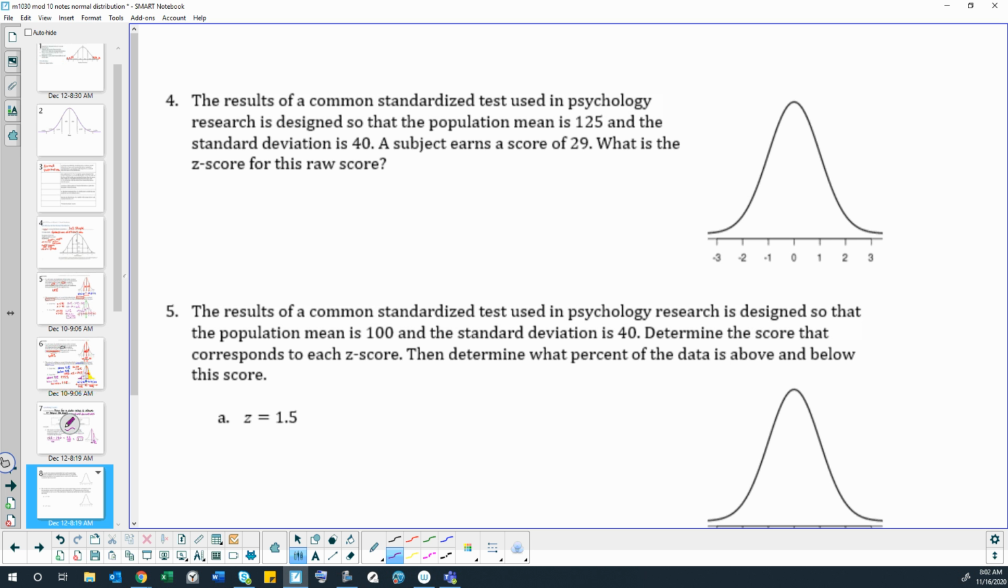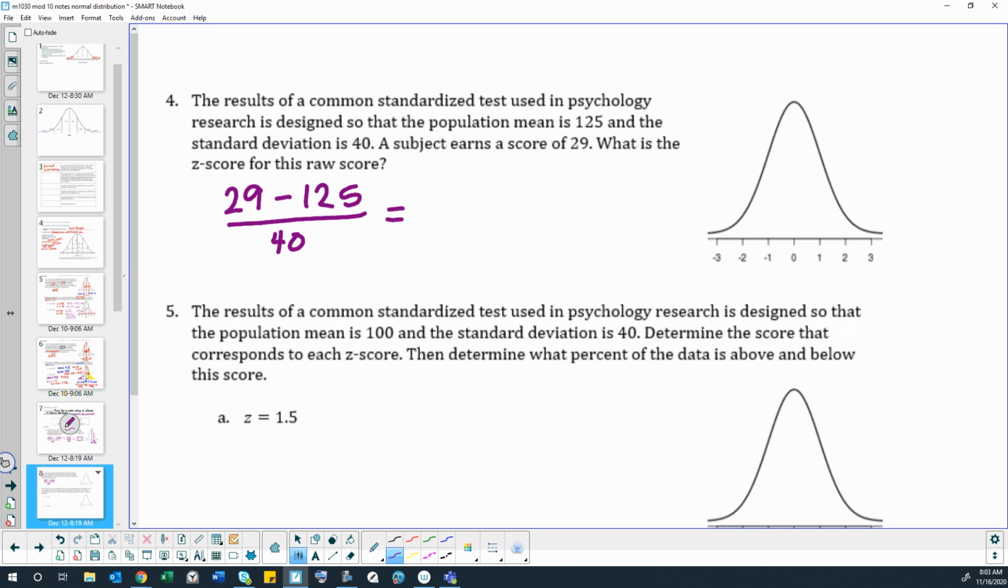What is the z-score for this raw score? Okay, so this time we take our 29, which is our data value, and we subtract our mean, which is 125, and we divide by 40 after we subtract it. What's going to happen in this problem? We're going to get a negative number, which means we're going to have a negative z-score, which means it's going to be below the mean, right?